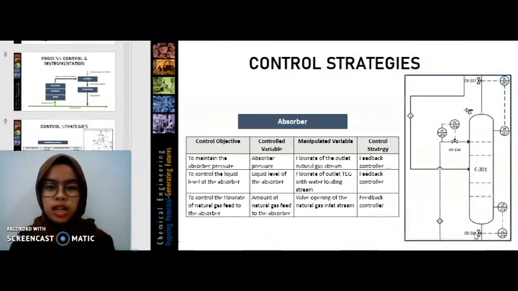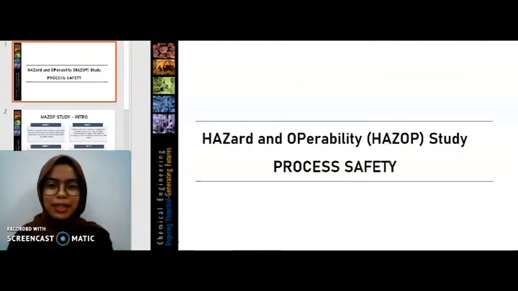The control valve at the outlet stream of TEG with water loading will be manipulated in order to maintain the liquid level in the absorber. Hi, my name is Maisara.